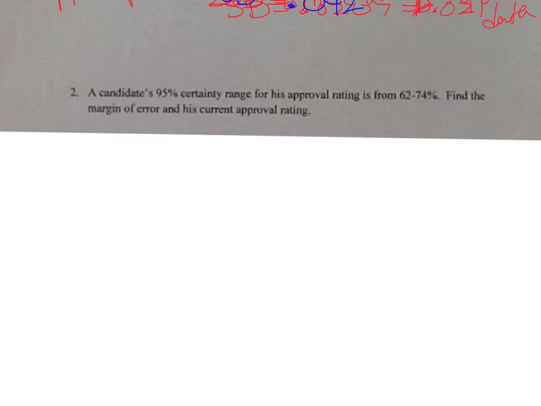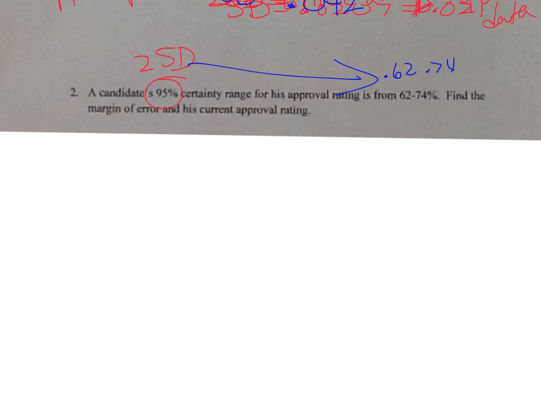All right, so let's take a look at the last problem. It says here, a candidate's 95% certainty range. Now remember, 95% is 2 standard deviations. The range for his approval rating is 62 to 74%. So we would want to change those to decimals, so 0.62 and 0.74. That's a range, an interval, that is two standard deviations. Find the margin of error and his current approval rating.